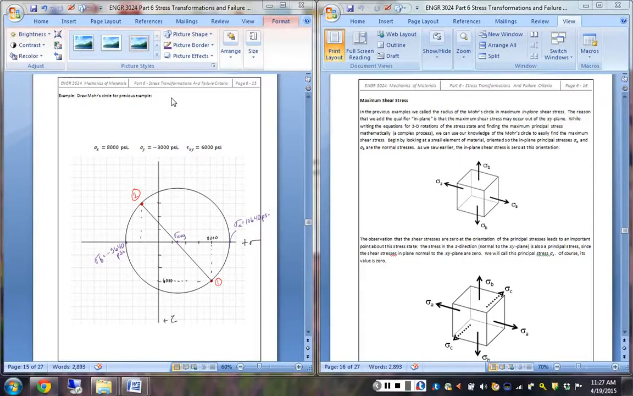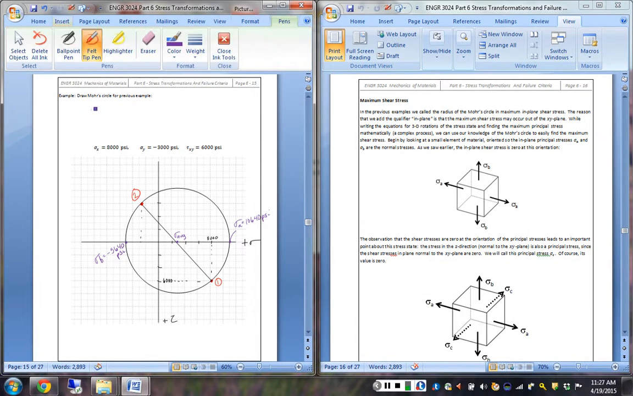Alright, in our discussion we've now learned how to draw Mohr's circle and find the values of the two principal normal stresses, our sigma A and our sigma B. And at this point we're going to discuss the maximum shear stress and how that fits into the picture.